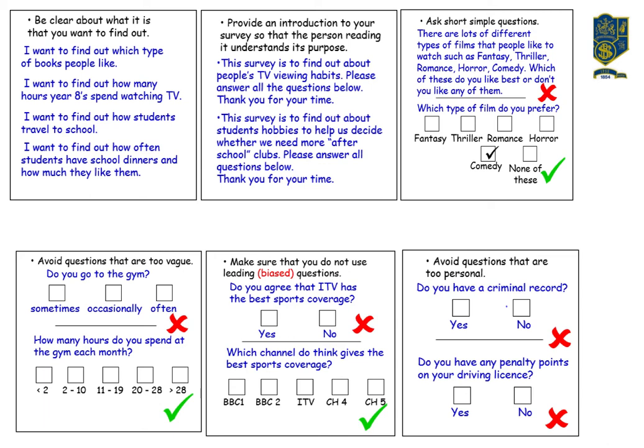So make sure the questions you use aren't leading or biased. So do you agree that ITV is the best sports coverage? That's obviously trying to get the person completing the questionnaire to agree with you. It's very leading. Whereas with an open question of which channel do you think gives the best sports coverage, you may still believe that it's ITV and hope that most people answer ITV, but at least this way it's not leading them into an answer that you want them to have. Also, you should avoid questions that are too personal. So do you have a criminal record, or do you have any penalty points on your driving license? Those would be ones that you're trying to avoid.